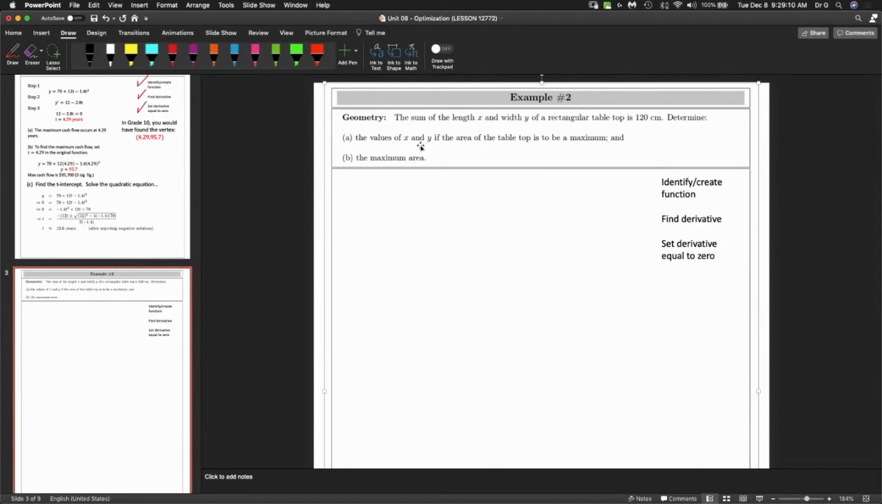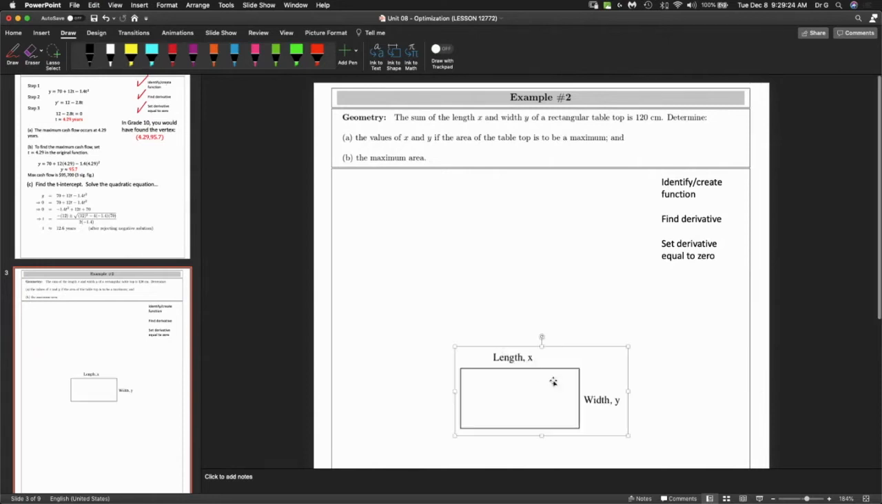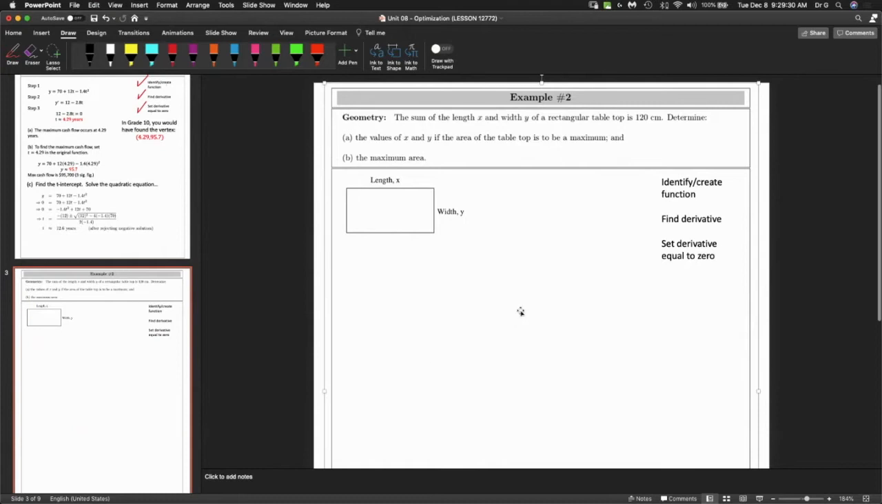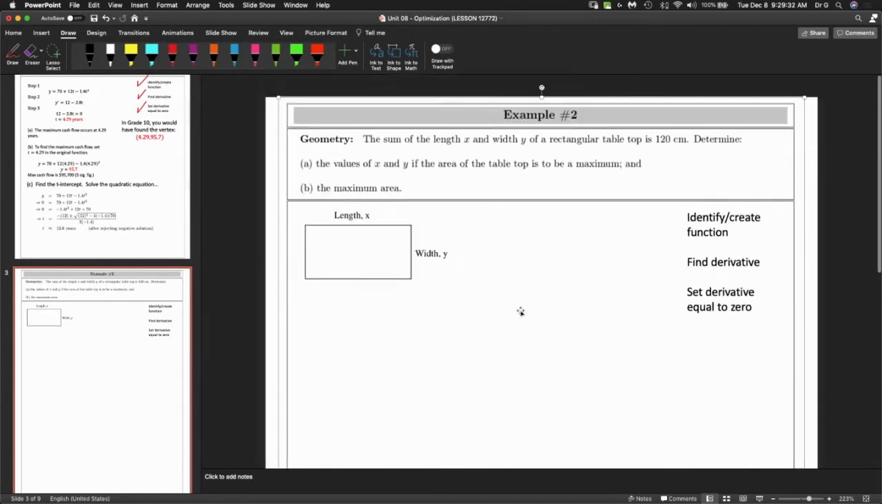The sum of the length and the width of a rectangular tabletop is 120. So let's draw a tabletop. I'm going to steal my picture. I guess it's not stealing if it's my picture. I'm going to borrow it from the solutions that I wrote. So there's a picture, okay? We got a tabletop that's a rectangle, and it's like you see here, x by y.